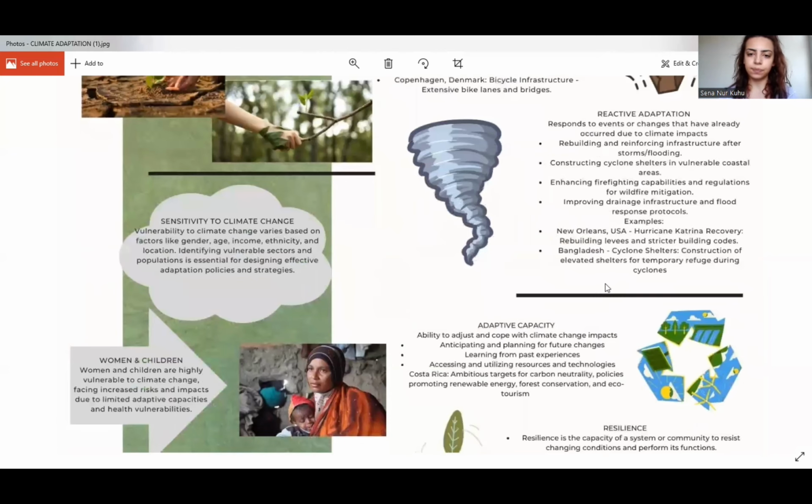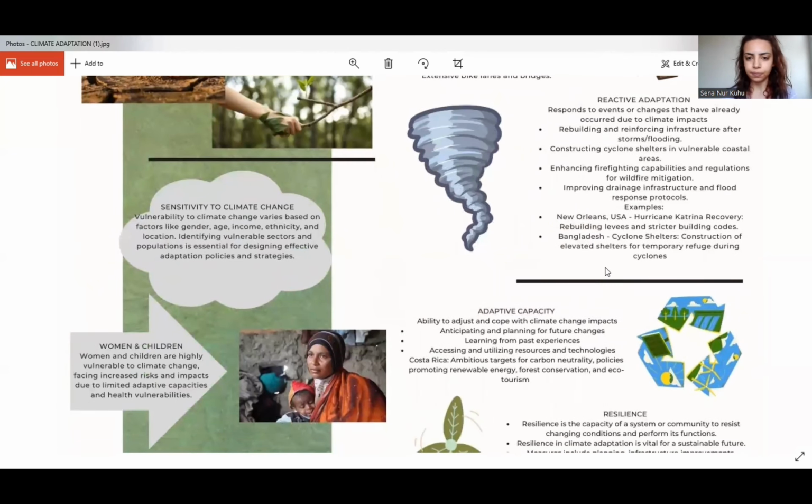And next title, adaptive capacity. The ability to adjust and cope with climate change impacts, anticipating and planning for future change, learning from past experience, accessing and utilizing resources and technologies. And examples: Costa Rica, ambitious targets for carbon neutrality, policies promoting renewable energy, forest conservation, and ecotourism.